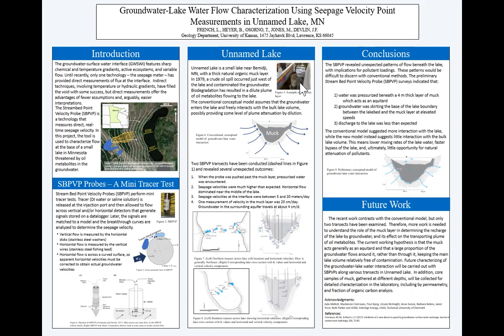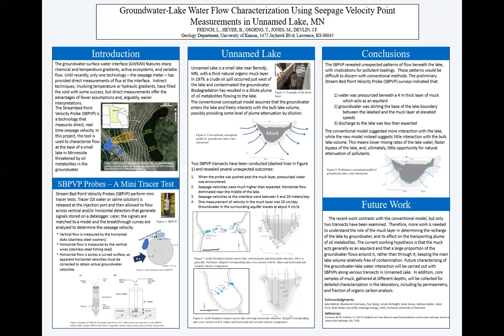in Minnesota. The SBPVP, shown in Figure 2 here, performs a mini tracer test on the body of the instrument, which is cylindrical in shape. Tracers with different electrical conductivities chosen to contrast with the ambient groundwater are released at the injection port easily seen in Figure 4. The flow of the water carries the tracer across detectors, and the resulting signals are stored on a data logger. Later, the signals are matched to a breakthrough curve to estimate the seepage velocity in the sediment, either discharging to the surface water or recharging the aquifer.